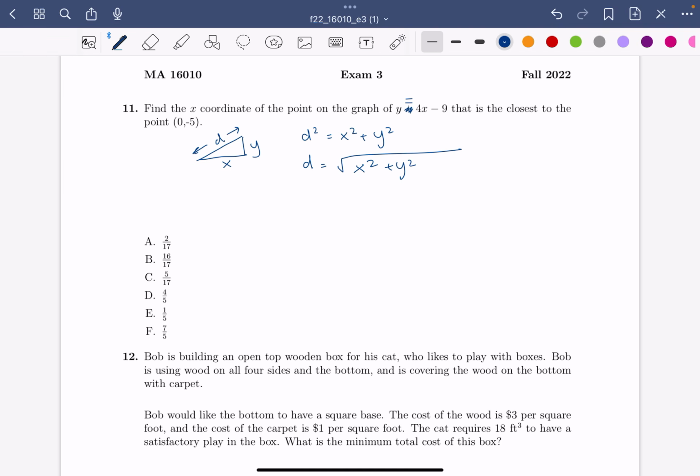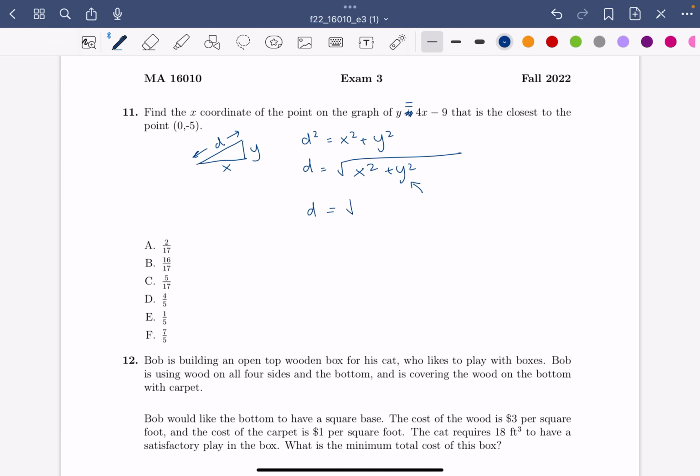Now, we want this distance to be minimized, so like in every optimization problem we ever do, we need to take the derivative of this d. However, we do have a y here, and this is not exactly yet in the correct form, and I'll explain why. So we're going to write d equals the square root of (x minus 0) squared plus (y minus the y coordinate, which is -5) squared, so y minus -5, that whole thing squared.